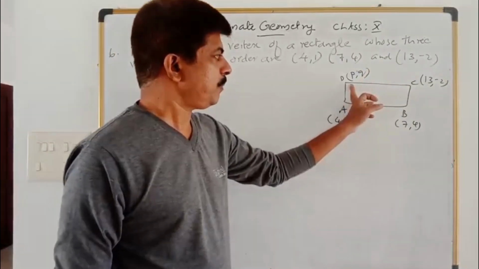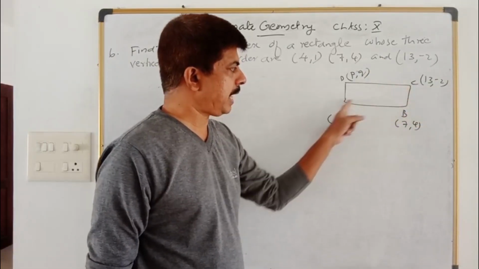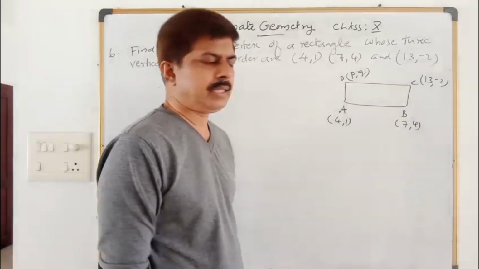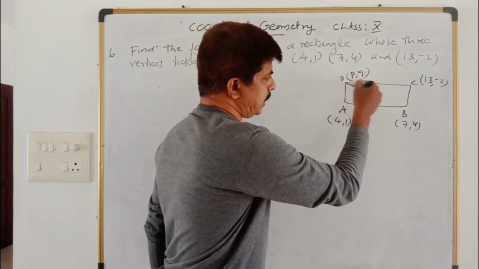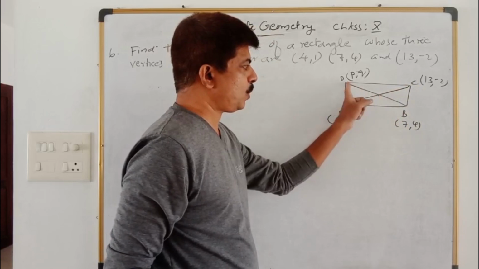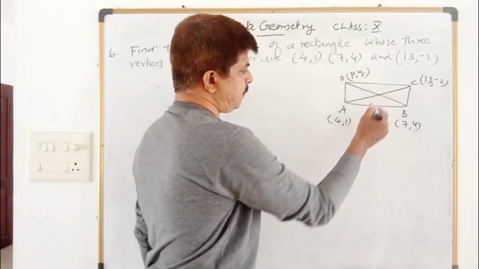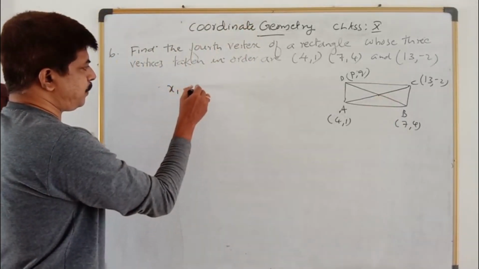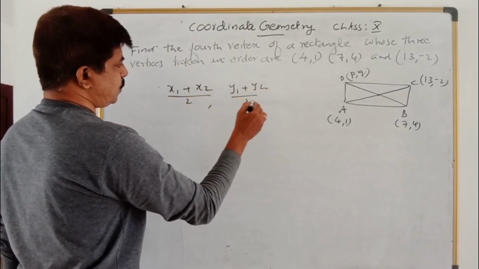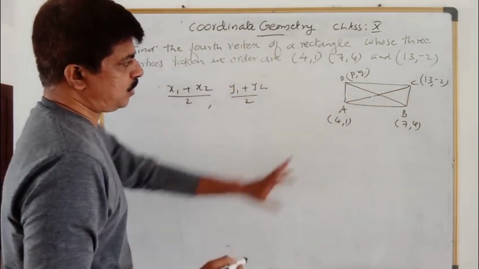But we know that the midpoints of the diagonals coincide, as the diagonals of a rectangle are equal. That means both DB and AC have the same midpoint. So we have the midpoint formula, x1 plus x2 by 2, which is the method we use to find the point when the ratio is 1:1. So both the midpoints coincide.